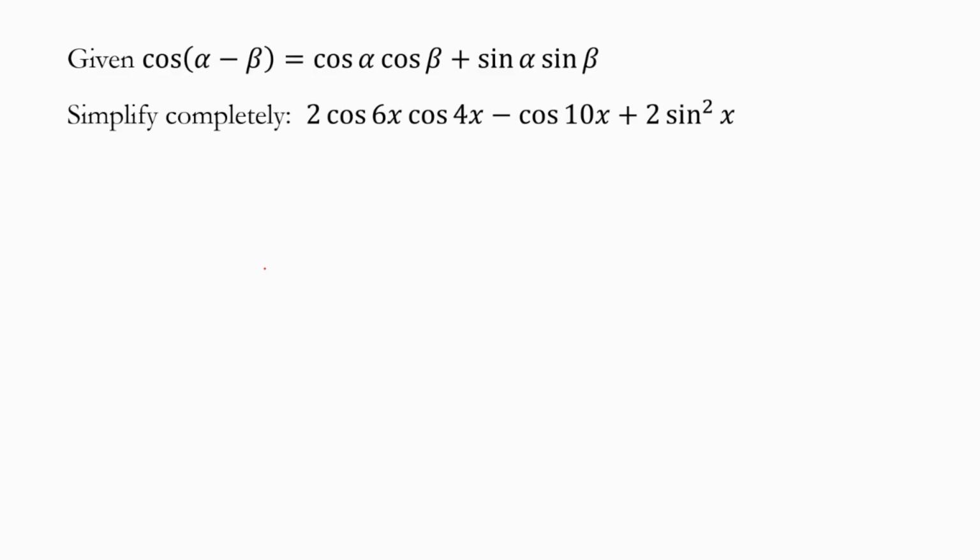Welcome back, smart mathematicians. Let's do question 6.1.2. Given that cos(alpha minus beta) is equal to cos alpha cos beta plus sin alpha sin beta, simplify completely 2 cos 6x cos 4x minus cos 10x plus 2 sin squared x.